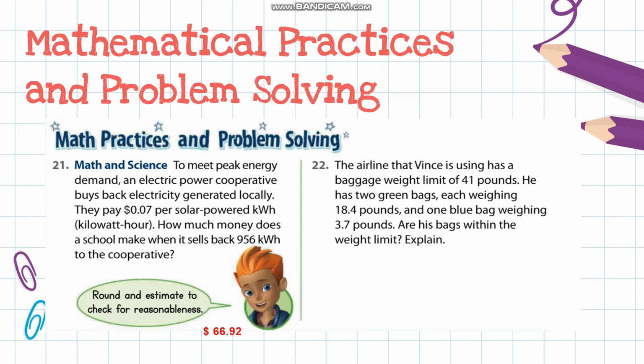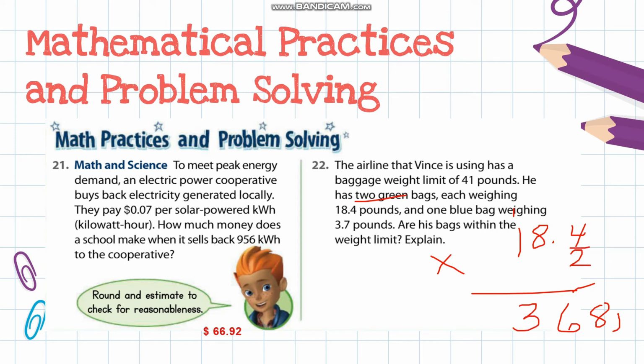Another, the airline that Vince is using has a baggage weight limit of 41 pounds. He has two green bags, each weighing 18.4 pounds. So it means 18.4 multiplied by 2 to get the total number of pounds for the green bags. So 4 multiplied by 2 is 8. 2 times 8 is 16, regroup 1. 2 times 1 is 2 plus 1 is 3. Then I have one decimal point. So move going to the left. So 36.8 pounds for 2 green bags.